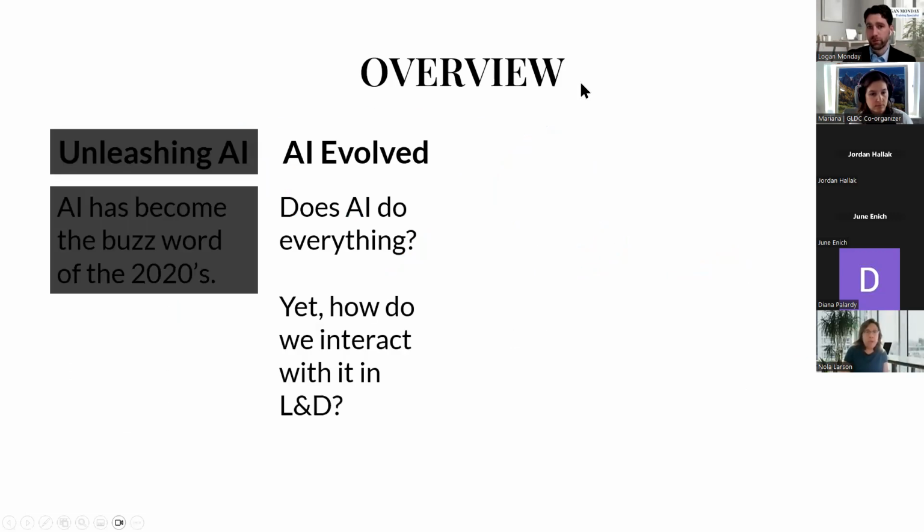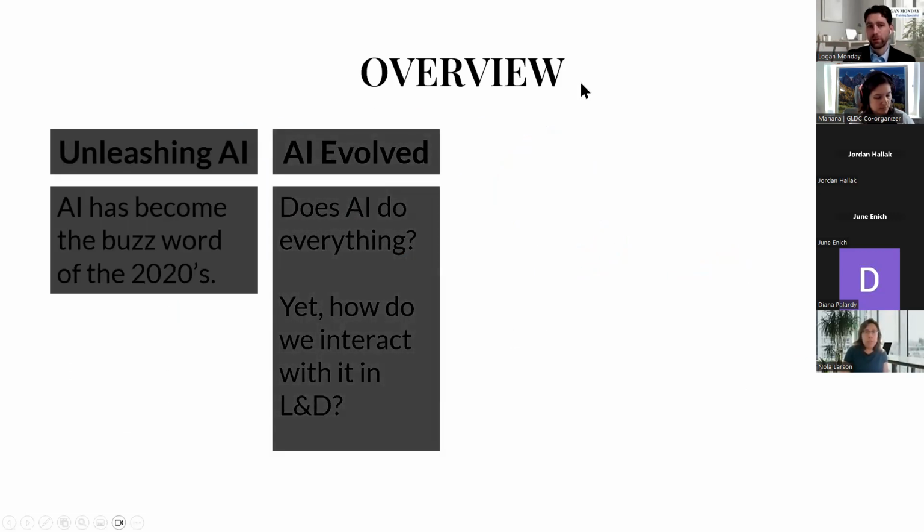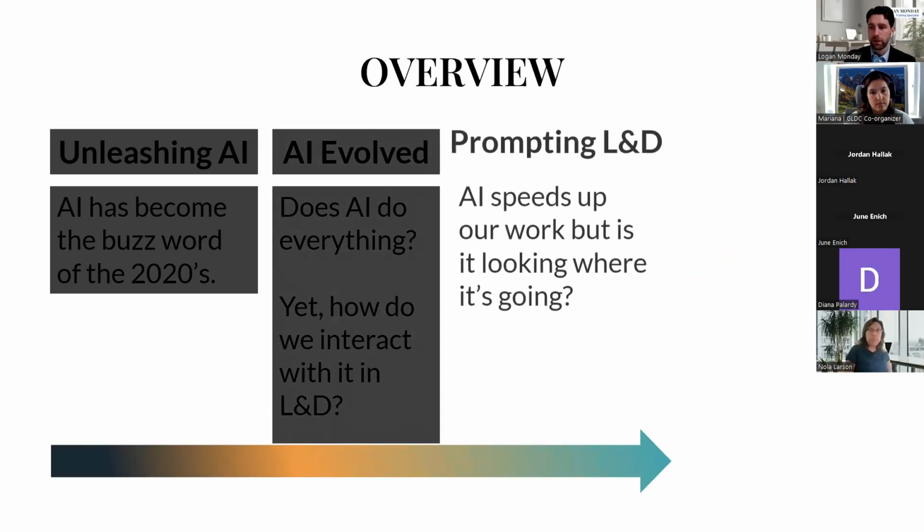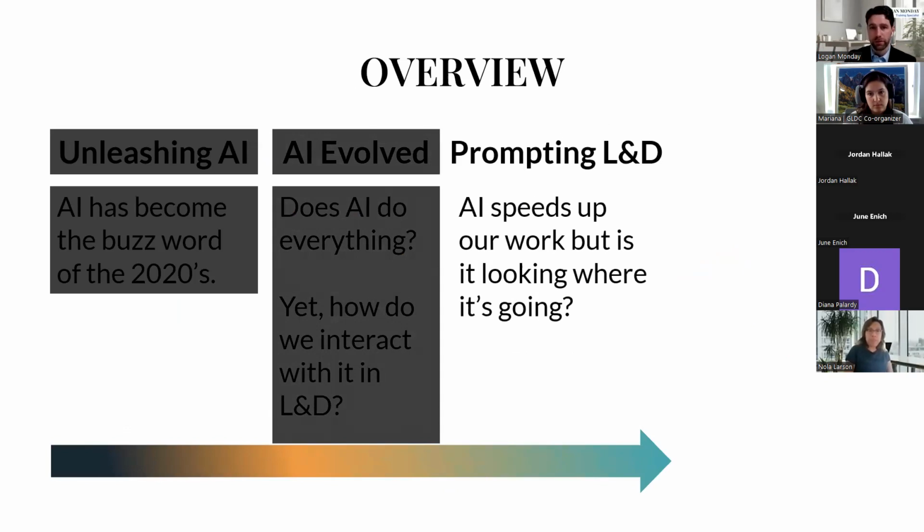So that's where we got to. And it interacts with learning and development because we can control the way that outputs are made from it. But how do we prompt it? So the problem is we have AI, but we have these new AIs, but we don't really know how they work and how to use them day to day.